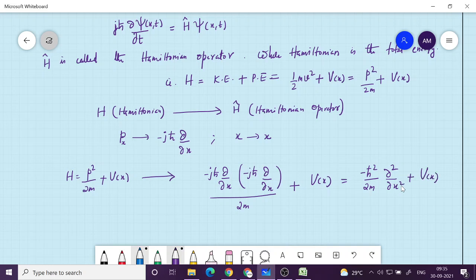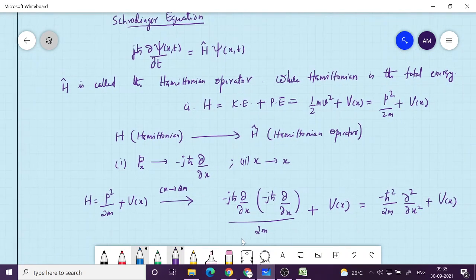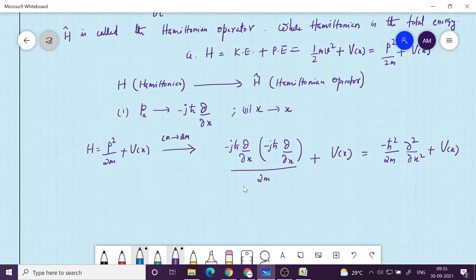So this is how the Hamiltonian in classical mechanics, to go to quantum mechanics, you have to do this transformation. So number one, p should be transformed like this, and x should be transformed as itself. And when you do that, you will get the form of H. So this is just a one-dimensional case that I have shown. So this is 1D.